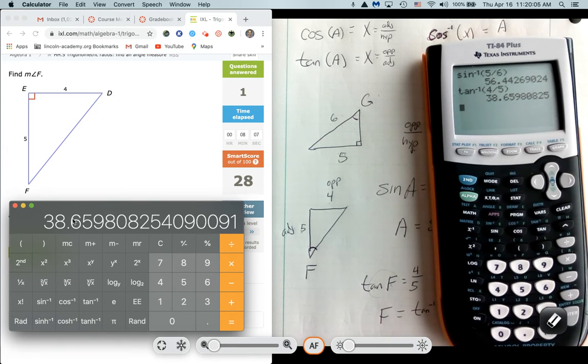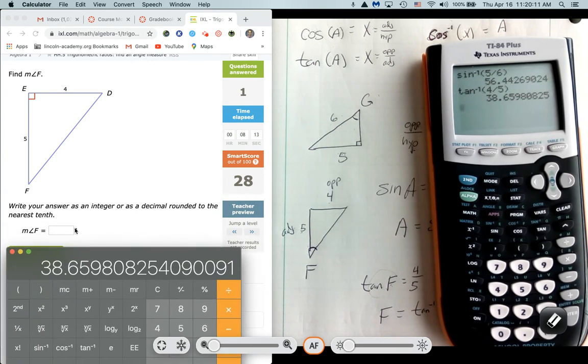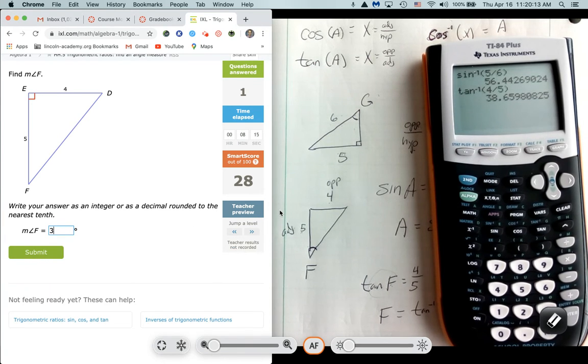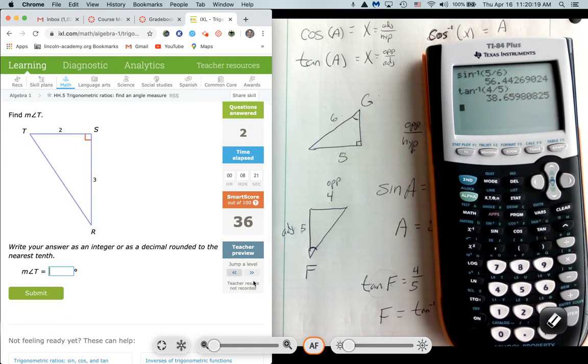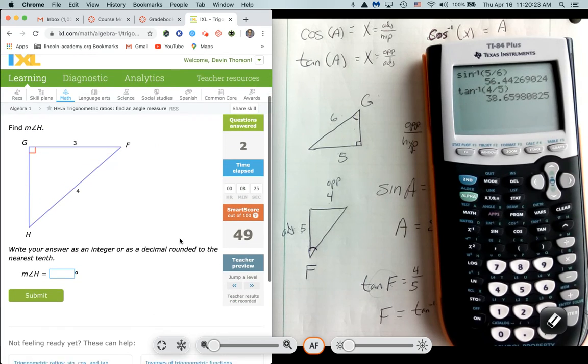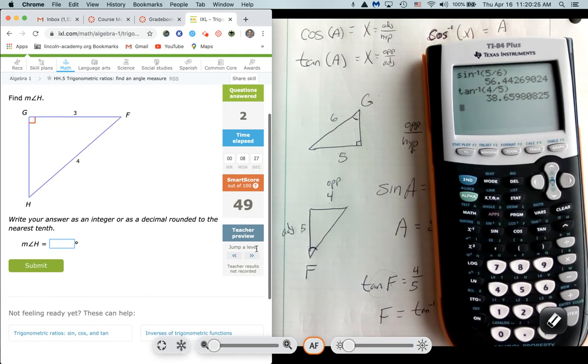Since I'm rounding to 1 decimal place, let's see if I can get this one right. I'm going to type in 38.7. Let's see if I can type that in right. 38.7 and hit submit. Terrific, we did it, great. So again, that's today's lesson. So try not to make it any harder than it needs to be.